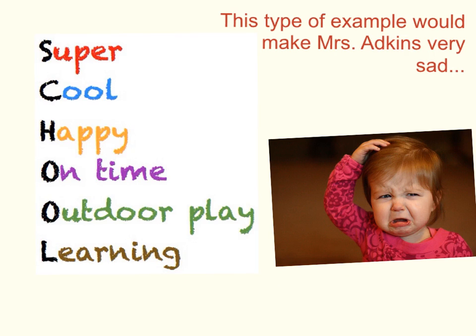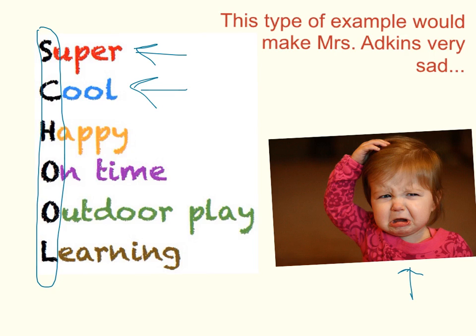Okay, this type of example would make me sad. It's very, very sad. Who would not cry? Look at that sweet, soft, sweet little baby. She looks so sad. This poem, the reason it would make me very sad is because most of them only have one word per line. And if you'll see, this is an acrostic poem. School is being spelled. It's got super cool, happy, on time, outdoor play, learning. That doesn't really make sense. It doesn't flow. That's not what I want.